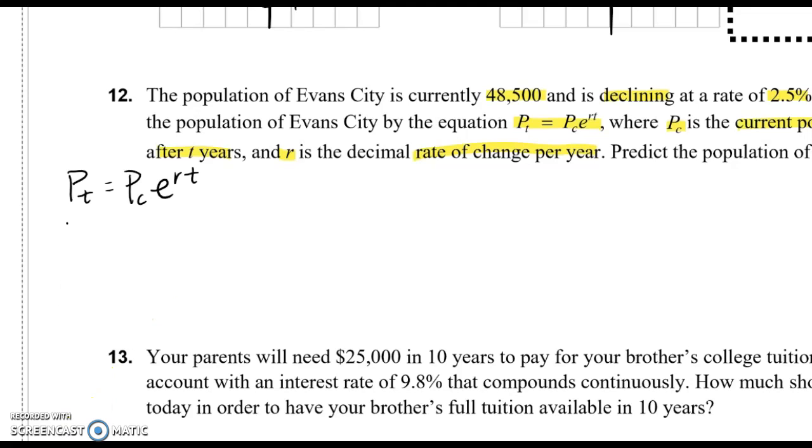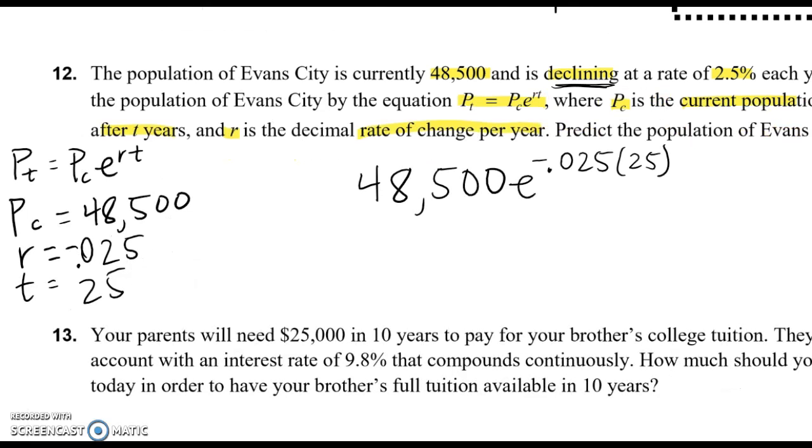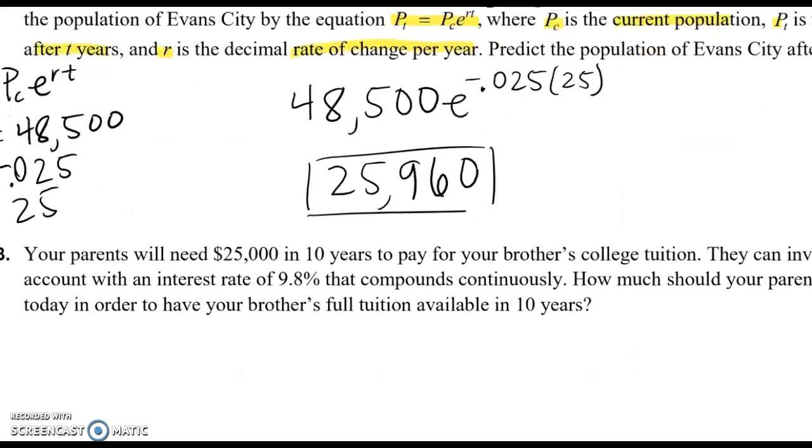P_C is the current population. R is the rate. Remember, we need to change the percent into a decimal. It's going to be negative since we're declining. T represents the years, which was 25. Now plug all those variables back into your equation. If you put that into your calculator, you should get 25,960. Let's move on to number 13.